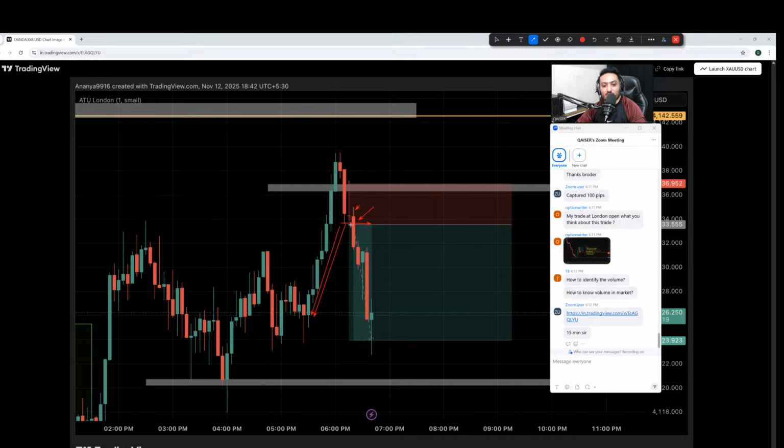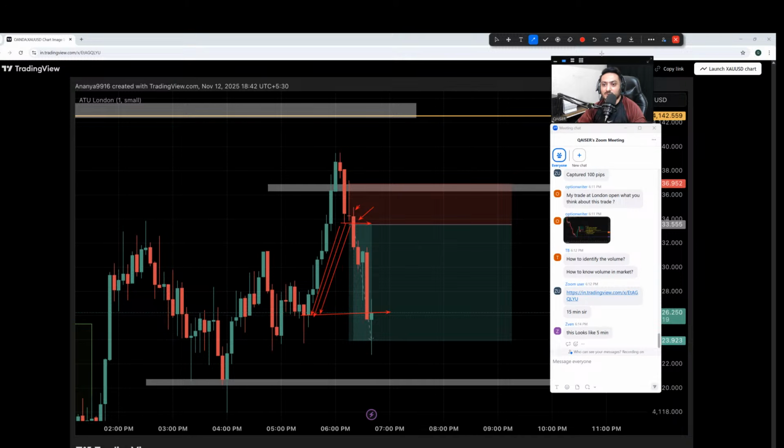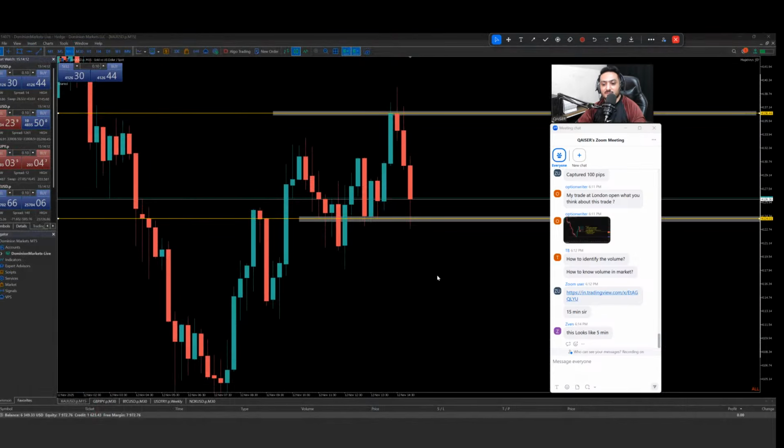It's a sign of volume. So yeah, totally makes sense that it's such a beautiful trade you executed. Very well done, just by reading the simple price action. This looks like 5 minutes, but he was telling me it's a 50-minute structure.